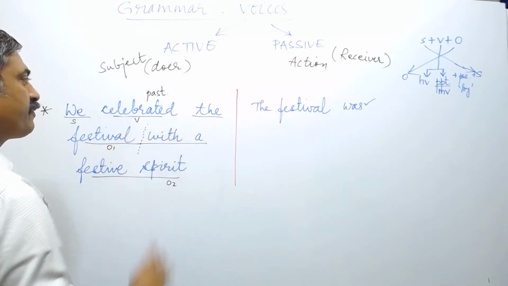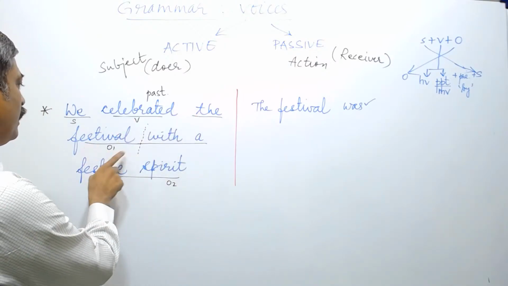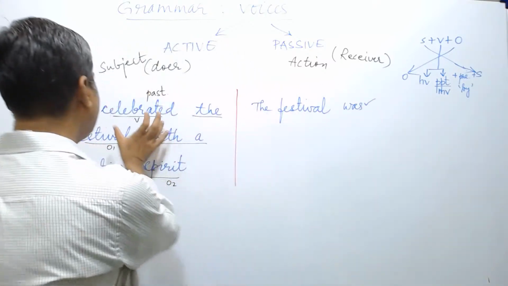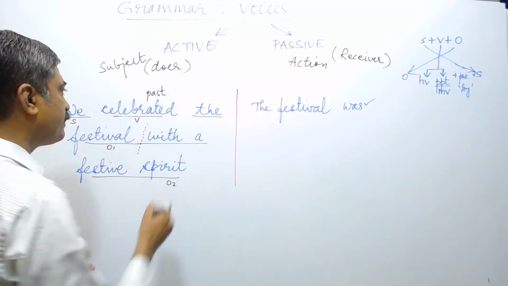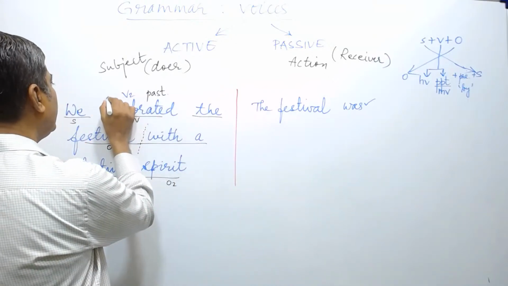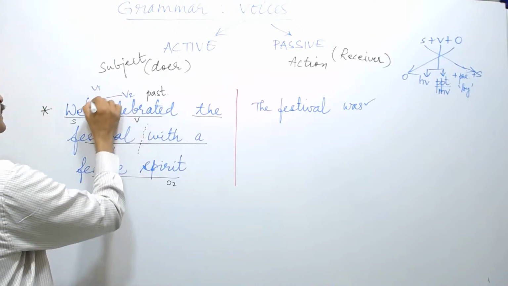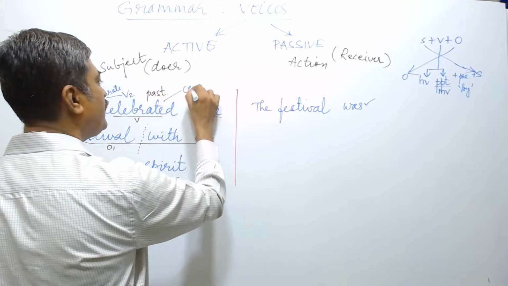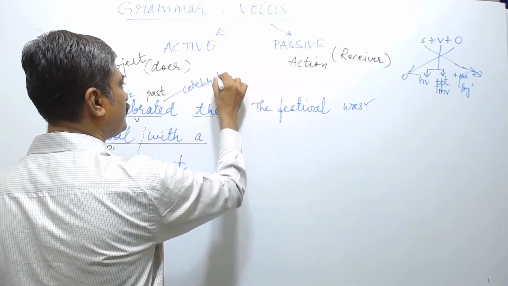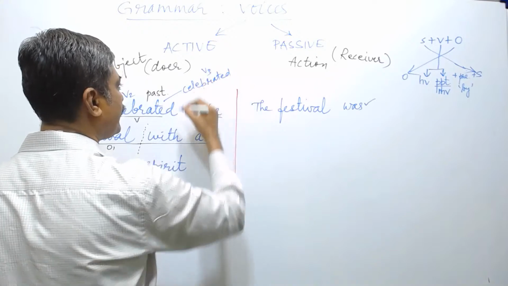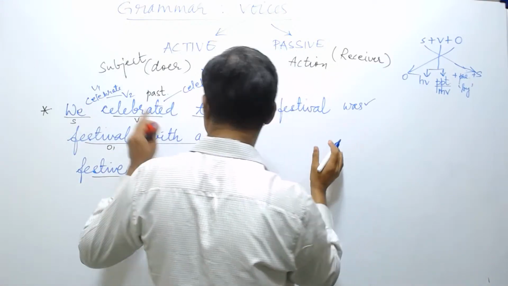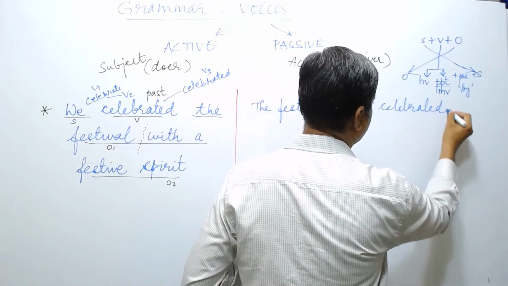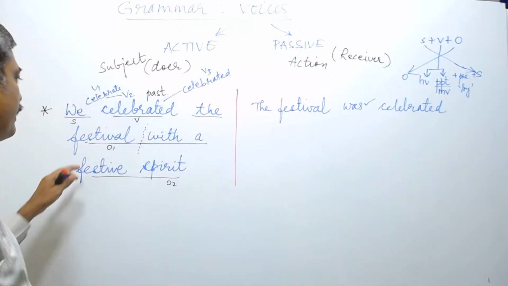Okay, the festival object, we brought it here, and then next is the helping verb, as we got it here, and the next one is the main verb. Celebrate is the main verb. The first form of this verb is celebrate, and the third form of the verb will also be celebrated. So this is V3, I mean, the past participle of the main verb celebrate is again celebrated. Okay, so the festival was celebrated.